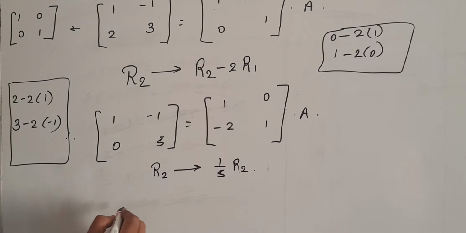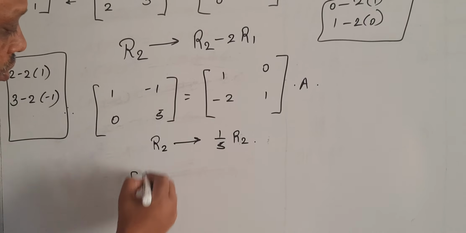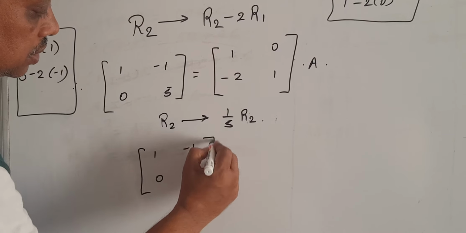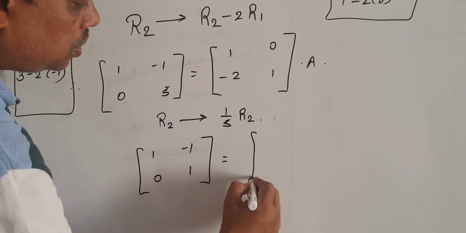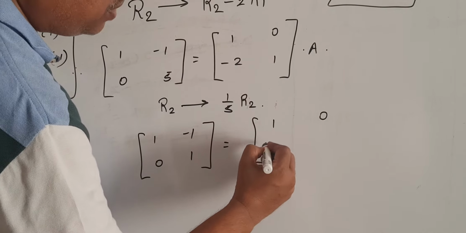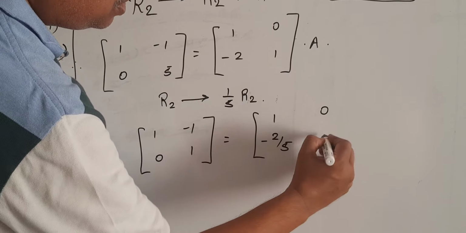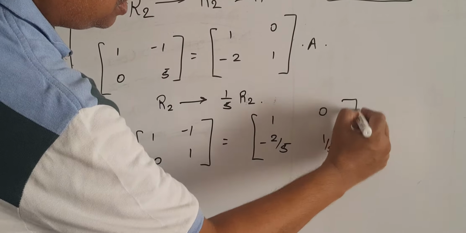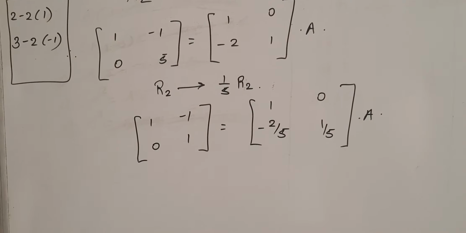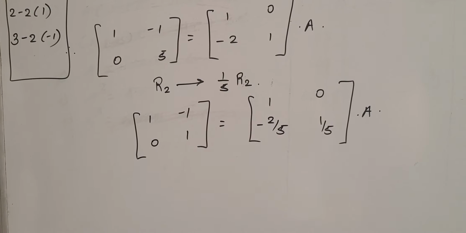Then it will be what? First row as it is: 1, 0, 1 is equal to 1 0. But the second row we have to divide by 5. So -2 by 5, 1 by 5 into E. Is that okay?